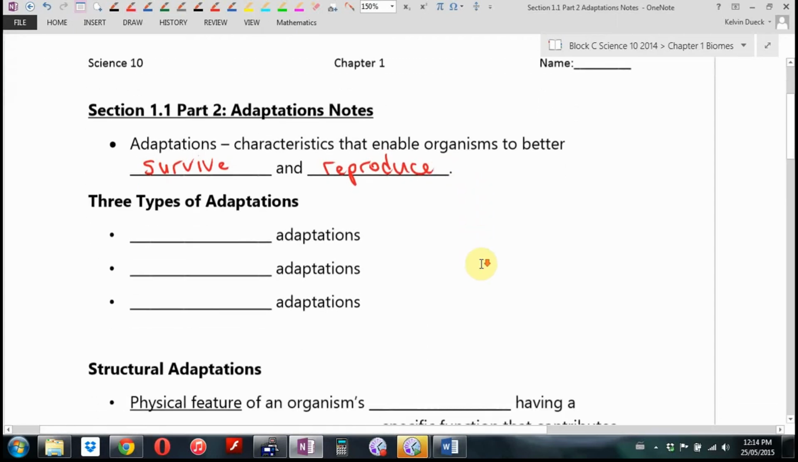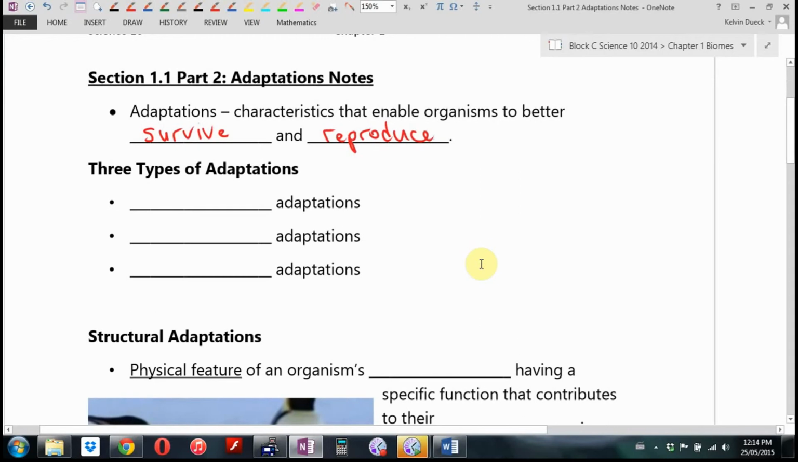And there are three main types of adaptations. Put a little star. This would be a good multiple choice and or test question. What are the three types of adaptation? These are the kinds of things the provincial loves to ask. What are the three main types? There are what we call structural.